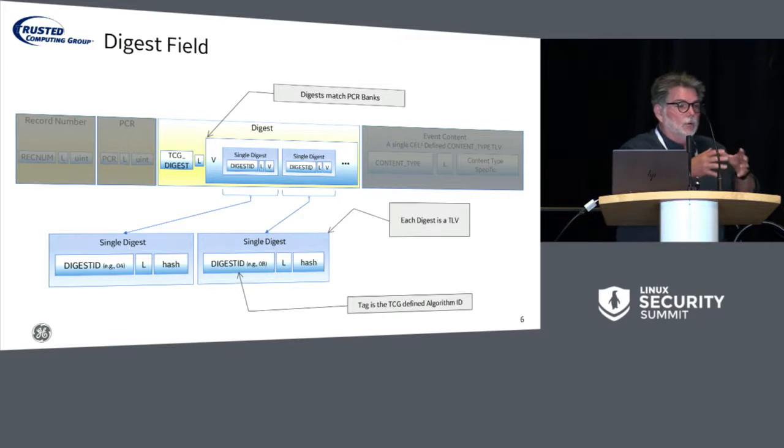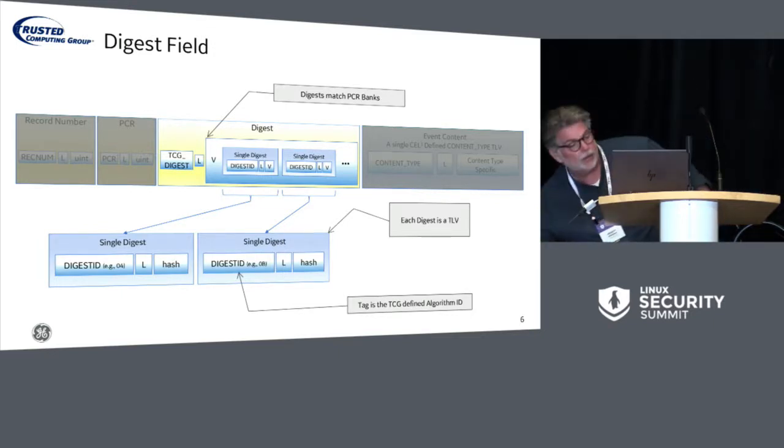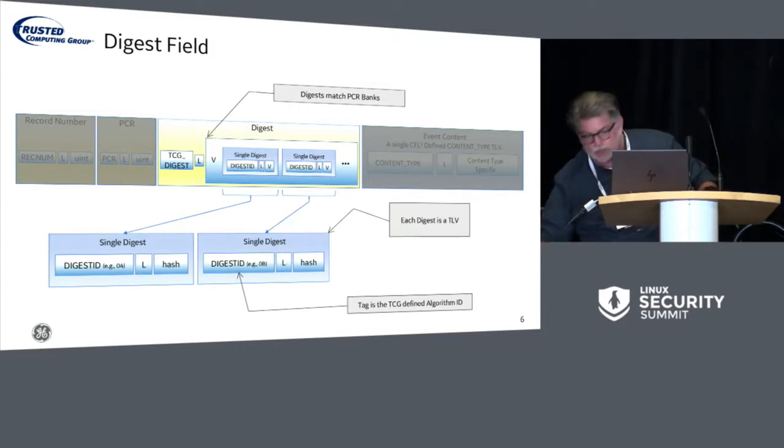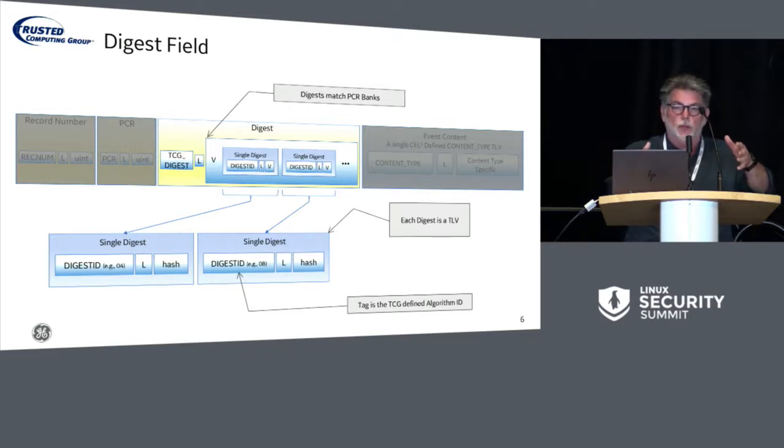So when you address any PCR, depending on how the BIOS, the owner of the machine, has provisioned the machine, you might likely have one or more banks of PCRs associated with one particular PCR index. All right. So what we've done is we've accommodated that inside here, because when you create an extend operation in TPM2, you will actually hand it a hash value for each one of the banks that you want to extend. So we're reflecting that here inside the digest field.